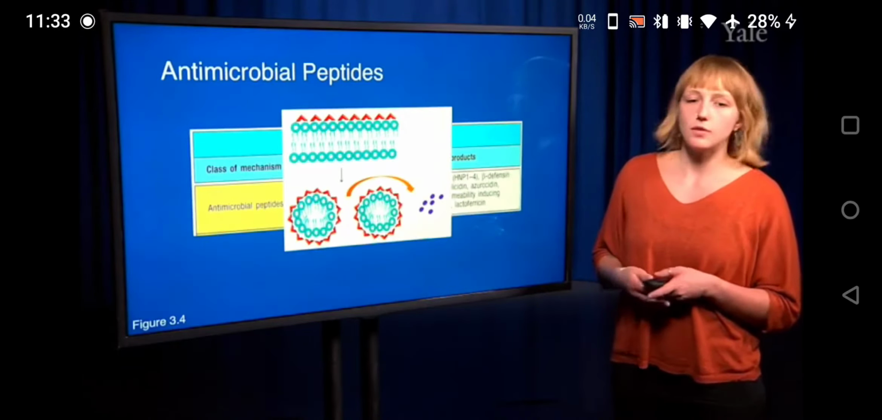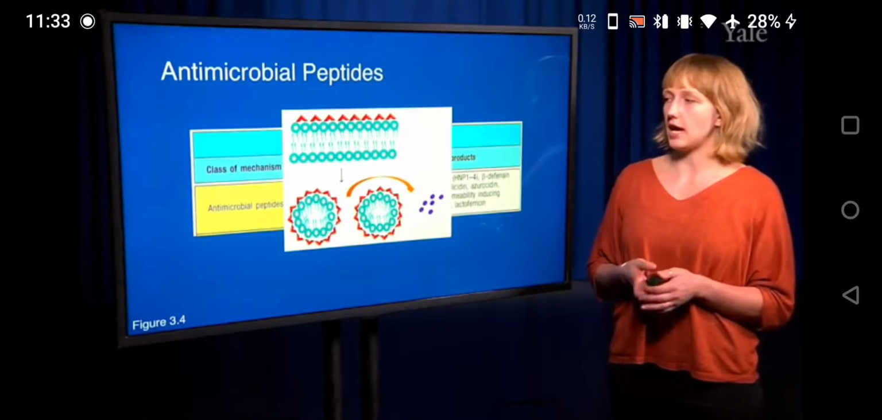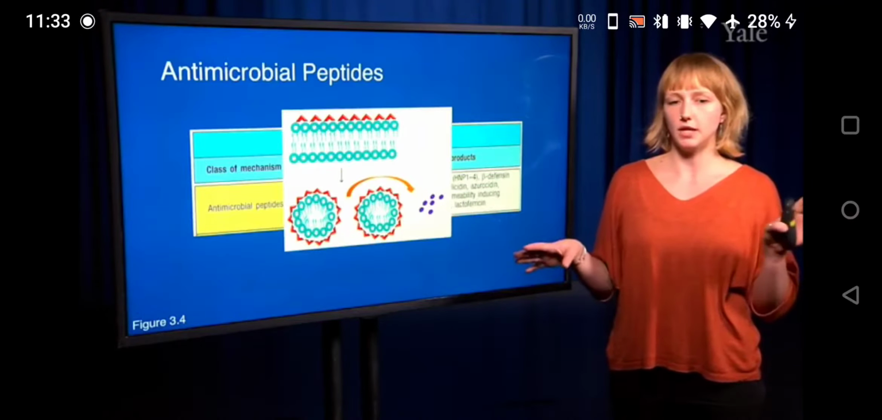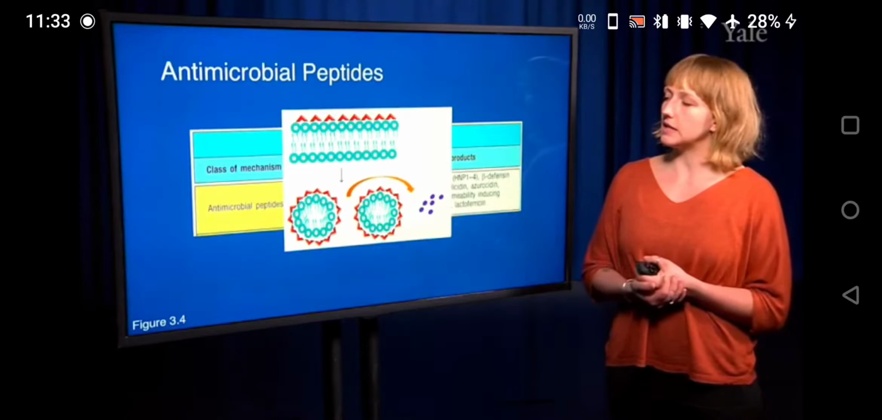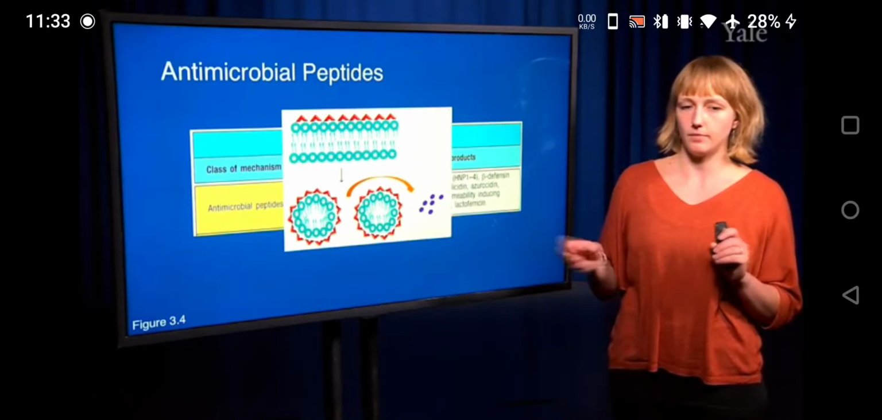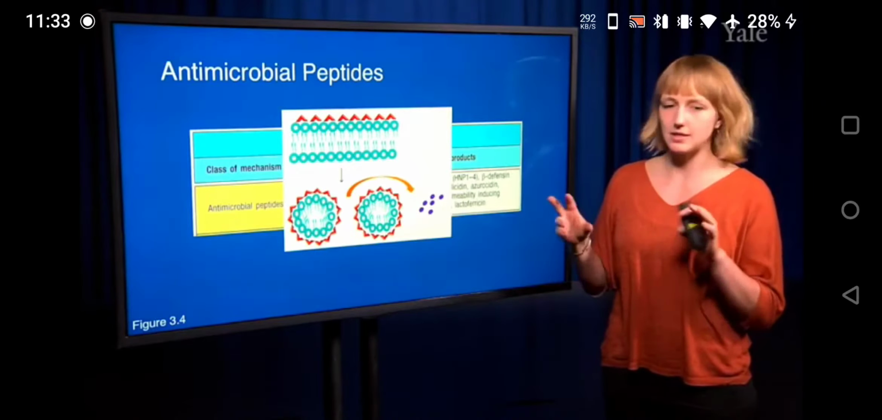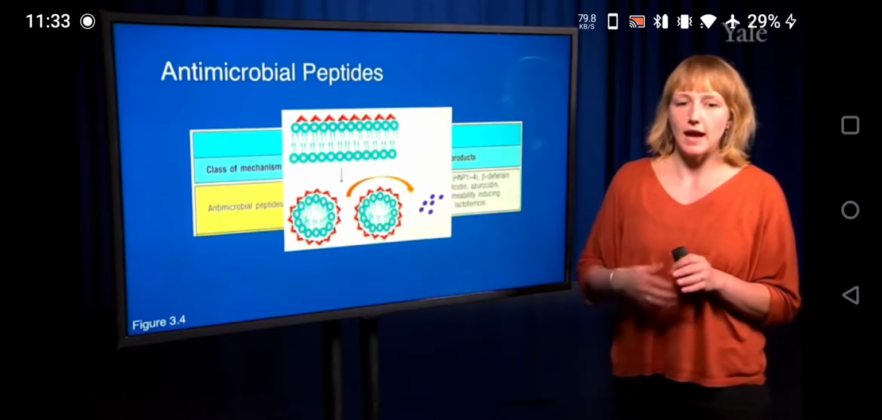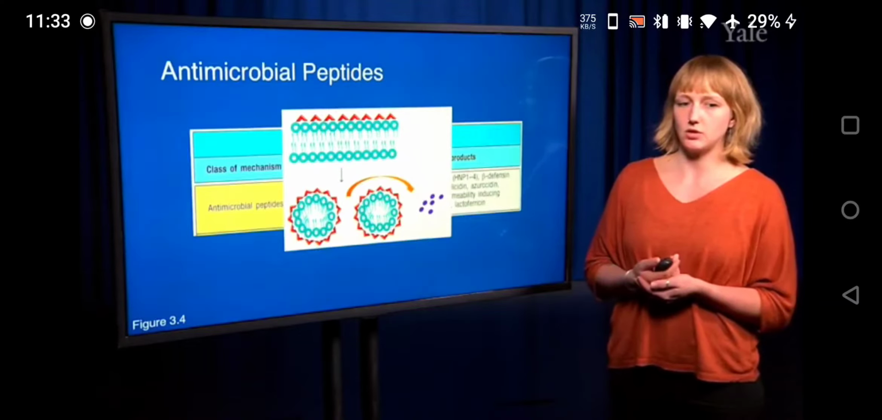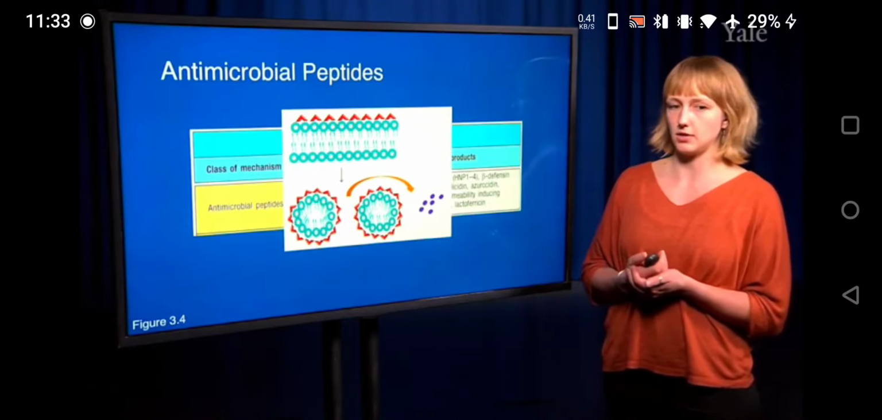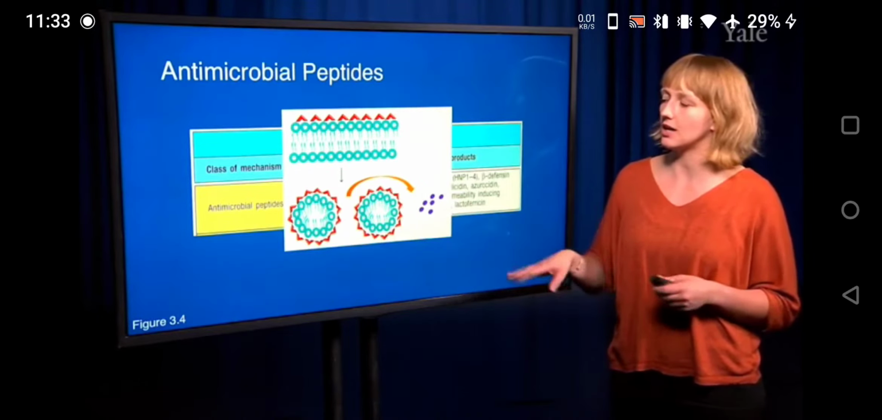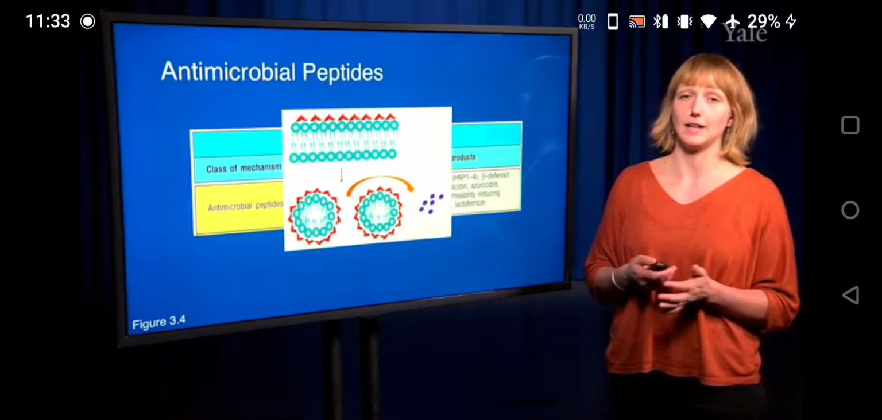cathelicidin, this molecule acts by overlapping the bacterial cell membrane, seen here, in a carpet-like fashion, and then this leads to the membrane dissolving and disassociating into micelles, seen here, and this leads to the permeation and degradation of the intracellular components of the bacteria, and this kills off bacteria in that fashion.